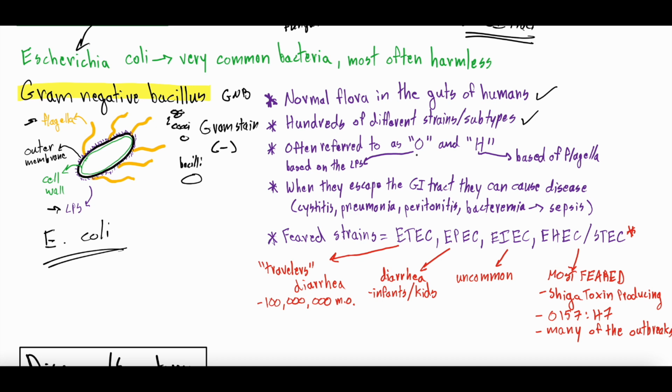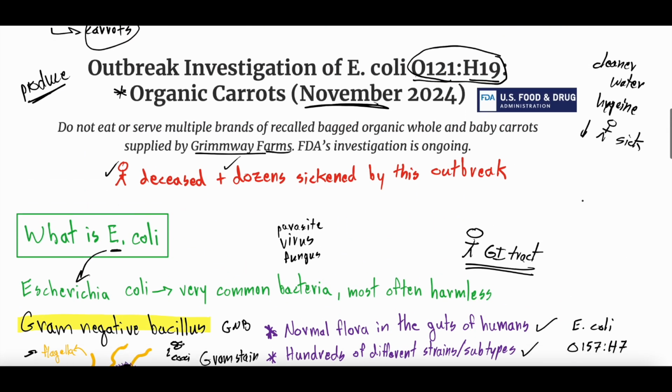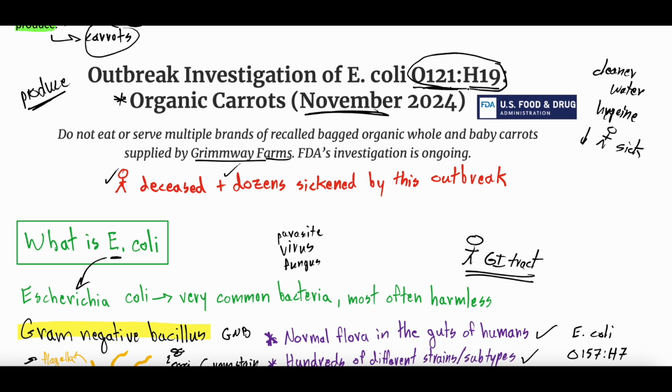When we talk about E. coli, we often talk about this O and H, right? So a big E. coli strain that people talk about is O157:H7. What this is referring to, the O is based on the lipopolysaccharide on the outside, right? We mentioned that all these purple molecules are lipopolysaccharide. The O refers to a certain subtype of lipopolysaccharide. So there's O157, and this outbreak was caused by O121, so the lipopolysaccharide on the outside of the E. coli is this 121 structure.